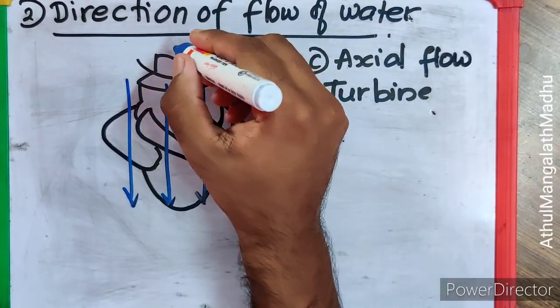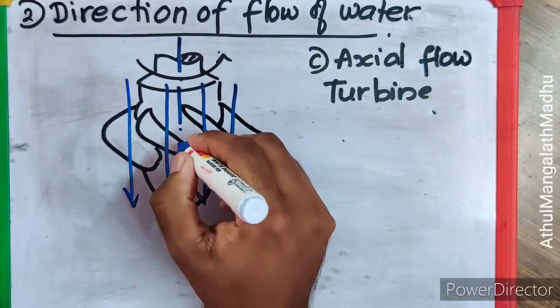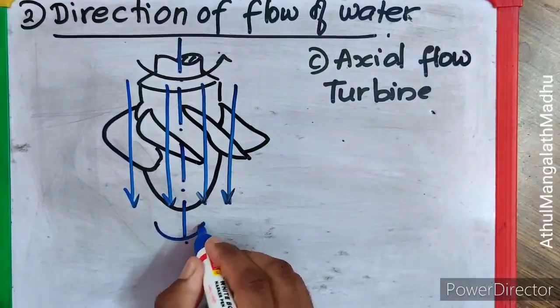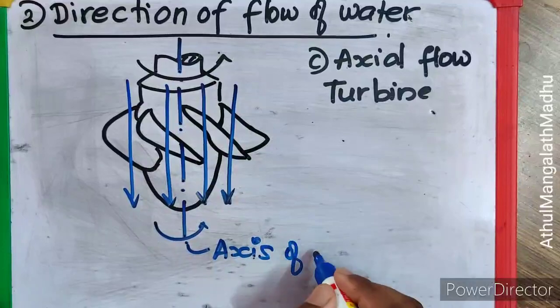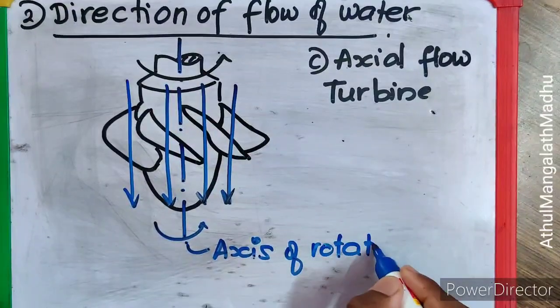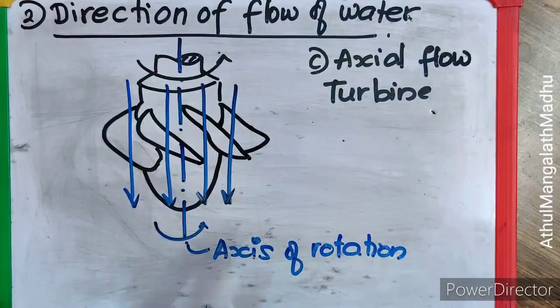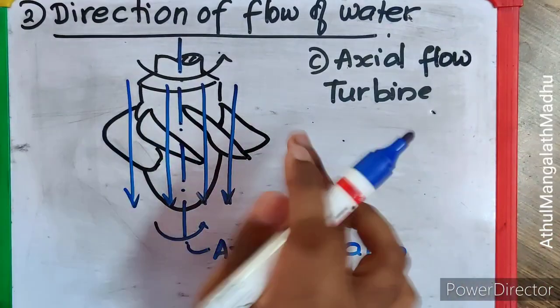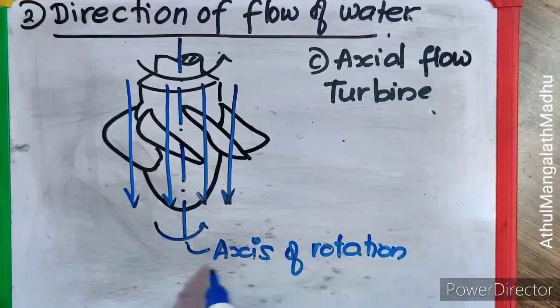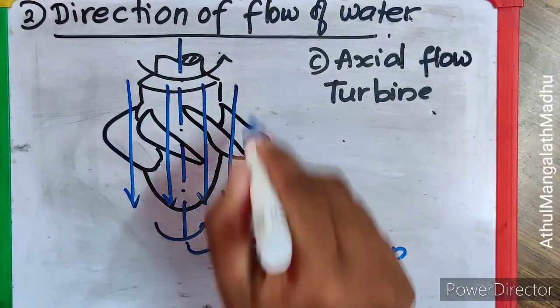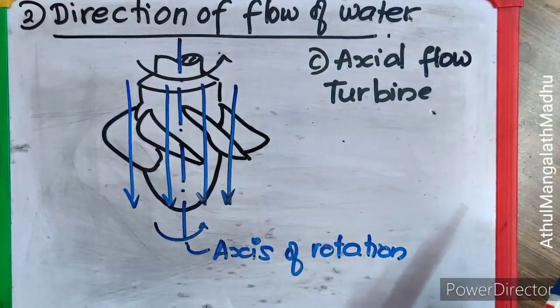This is your axis of rotation, and here the liquid flow is not tangential, it's not radial. It is rotating like this and flowing in the direction parallel to the axis of rotation. That's why this type of turbine is called an axial flow turbine.